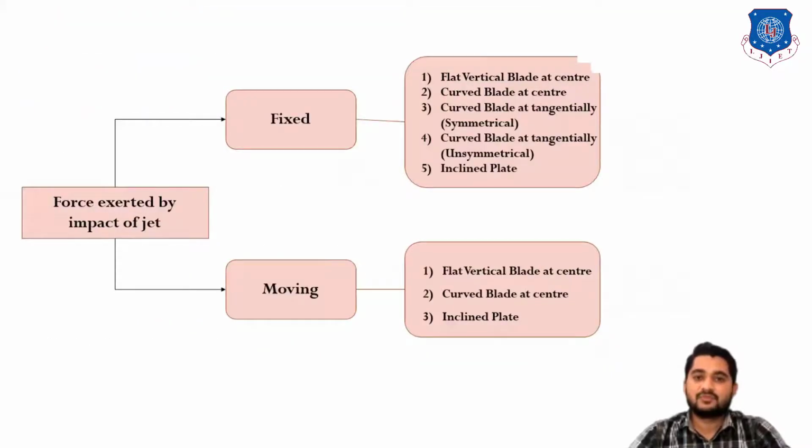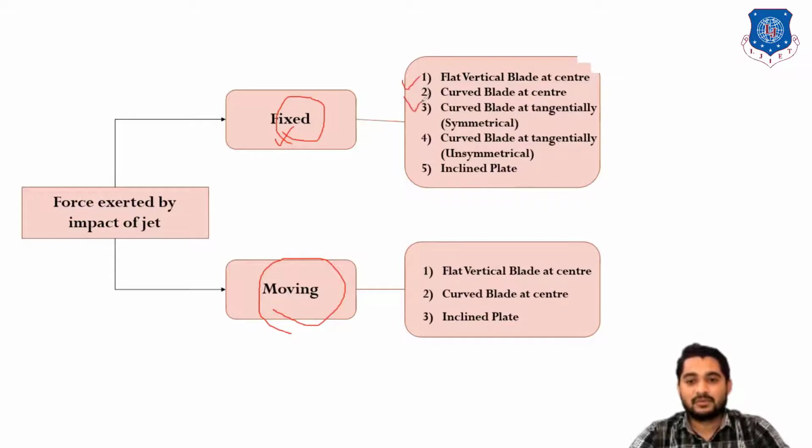In this chapter, we have to find out force exerted by jet on various types of plates. So here is a flow chart regarding this chapter. First one is fixed type of plate and second one is moving type of plates. In real day-to-day life, the plate is obviously moving, but we have to learn the fixed case for ideal purposes. First of all, we will learn the fixed case for flat vertical blade, then curve blade with impact of jet at the center. Then curve plate with impact tangentially, which is a symmetrical plate. Then curve plate, impact tangentially, but unsymmetrical plate. And the last one is inclined plate. These are all five cases for the fixed plates.